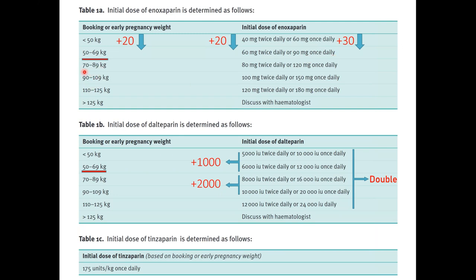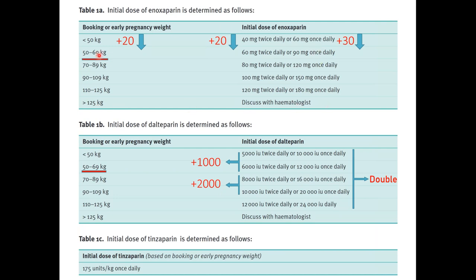In case of pregnancy weight 70 to 89 kilogram, we add 20 to 60, so it will be 80 milligram twice daily, or we add 30 to 90, which will be 120 milligram once daily. In case of 90 to 109 kilogram, it will be 100 milligram twice daily or 150 milligram once daily. In case of pregnant weight 110 to 125 kilogram, it will be 120 milligram twice daily or 180 milligram once daily. In case of more than 125 kilogram, discuss with the hematologist.